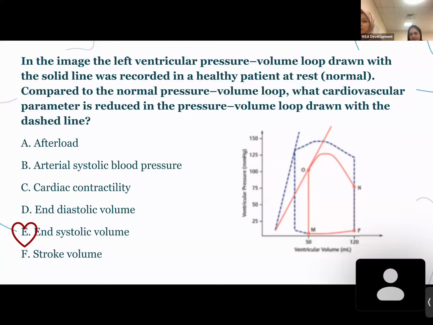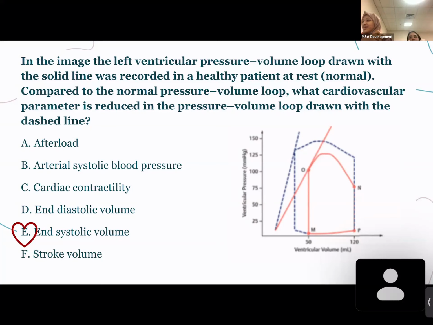So this is the PV loop you guys know about. The only parameter here that's reduced is the end systolic volume. You can see on the x-axis that it's the ventricular volume. From the red it's 50, and the graph itself is the clue to the answer. So you can see that the end systolic volume decreased, because that's when systole finishes, when the heart contraction finishes.